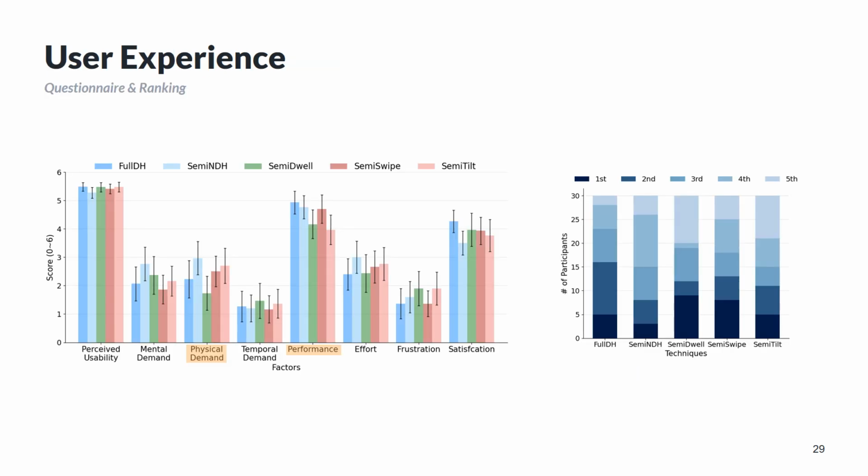Lastly, in terms of the questionnaire, the NASA-TLX test showed a significant difference between techniques in physical demand and performance factor. Participants rated the SemiNDH technique highest in physical demand and SemiDwell lowest. For performance, full DH, SemiNDH, and SemiSwipe were rated higher than SemiTilt and SemiDwell. And for the ranking, SemiDwell and SemiSwipe were most preferred by participants.